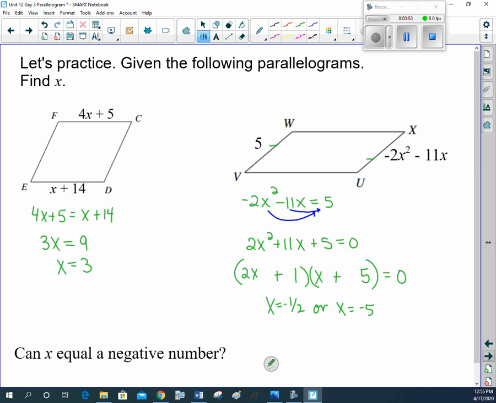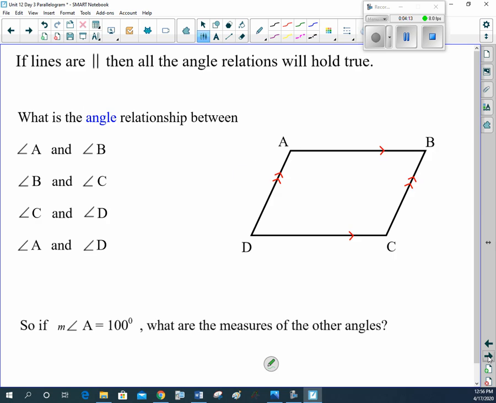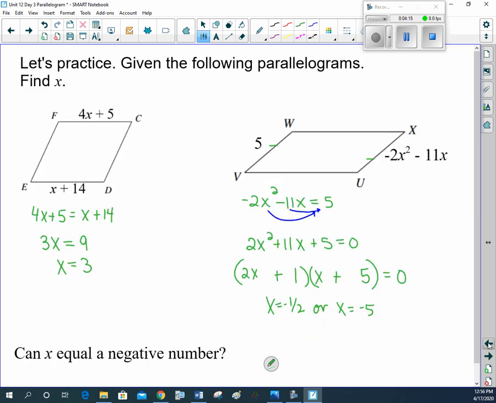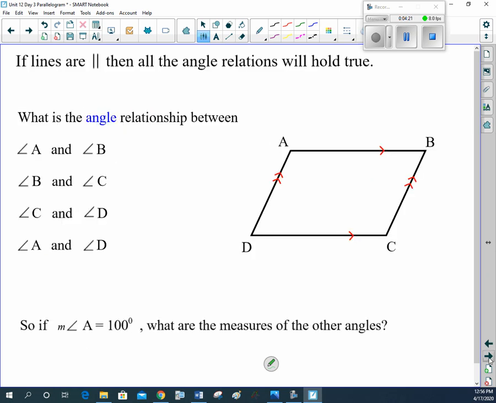And then let's try negative 5. So we're going to go negative 2, and then negative 5 squared minus 11 times negative 5, and that gives me positive 5 also, so both those answers work. So both of those are good answers for x. Oh, whoops, did I not answer the... Can x equal a negative number? Yes, it can. It's just that we can't have a negative side once we put it back in.